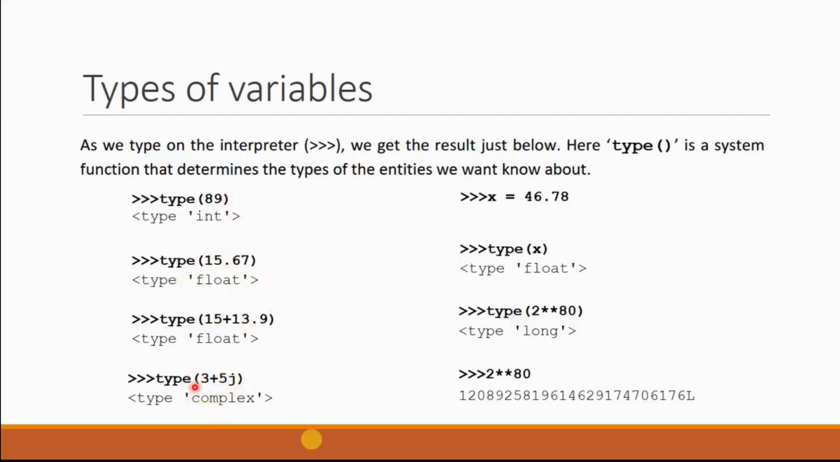Okay, you write a complex number, it will show it as a complex number. You write something like 2 to the power 80, so it will show you it's a long variable. Long variables are, as we discussed before, really long variables where you have quite a long space to store them. So something like this.